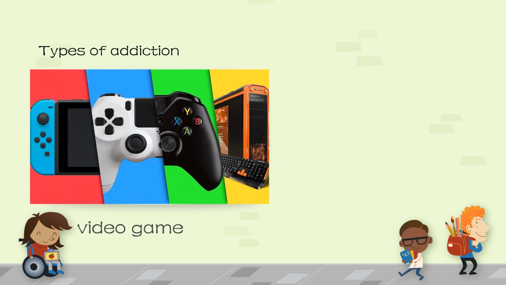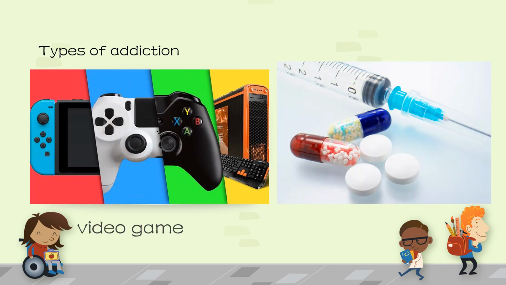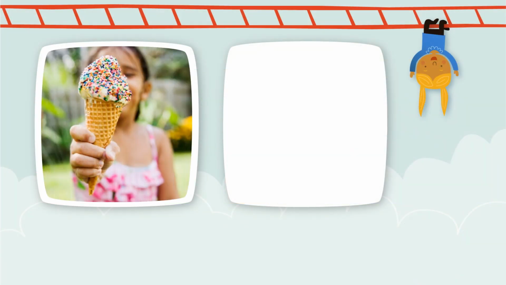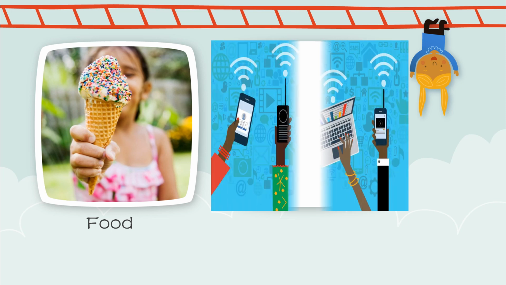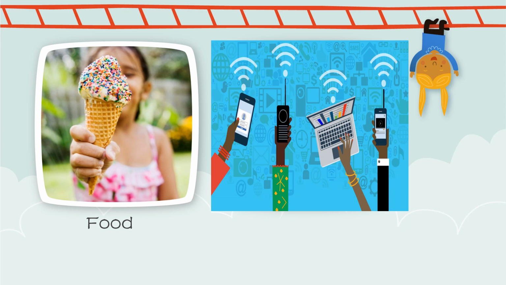First one is video game. Second one, we can see some pills, so it is drug addiction. Number 3, you can see an ice cream, so it is food addiction. Number 4, we can see some computers, cell phones, so it is about internet.